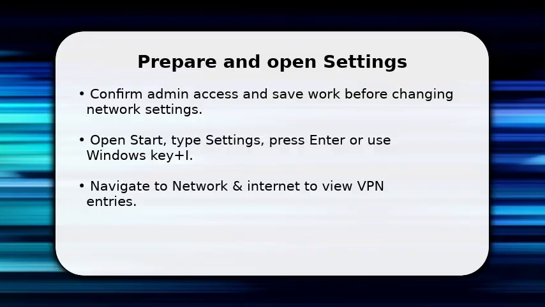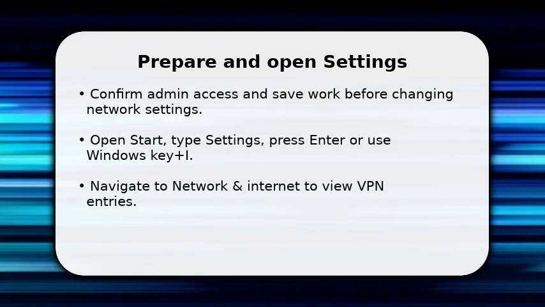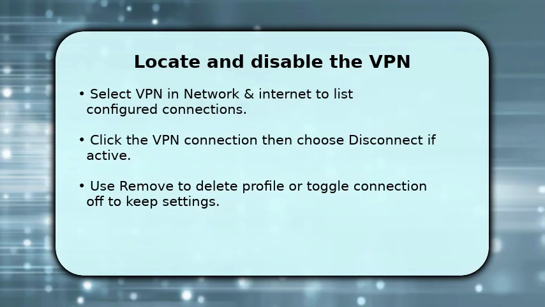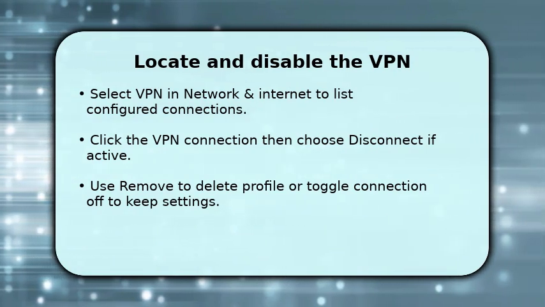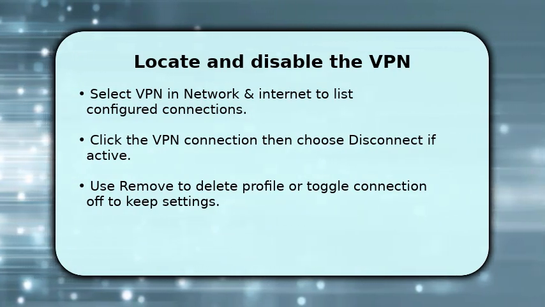Next, click Network and Internet to reveal the VPN section. Doing this first reduces confusion later and ensures you won't disrupt other adapters. Once in VPN, you'll see Configured Connections. If the VPN is active, click the connection and choose Disconnect.